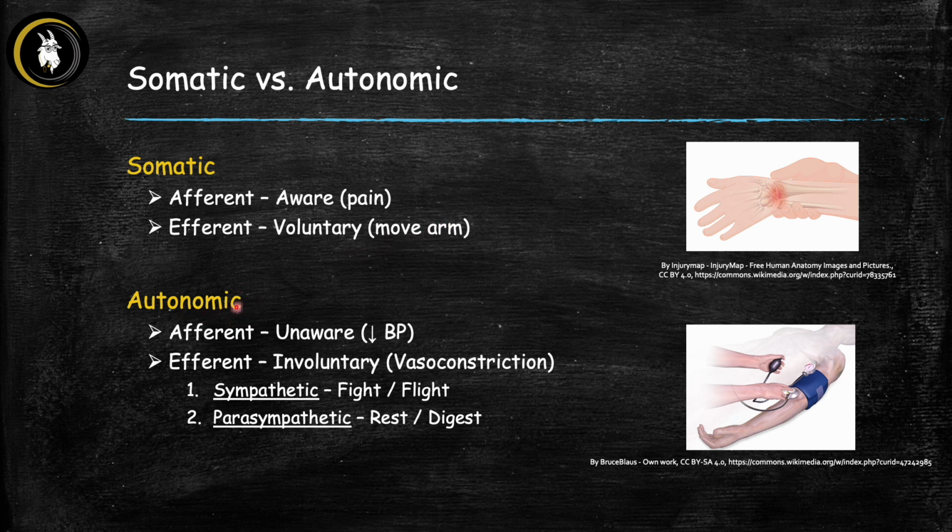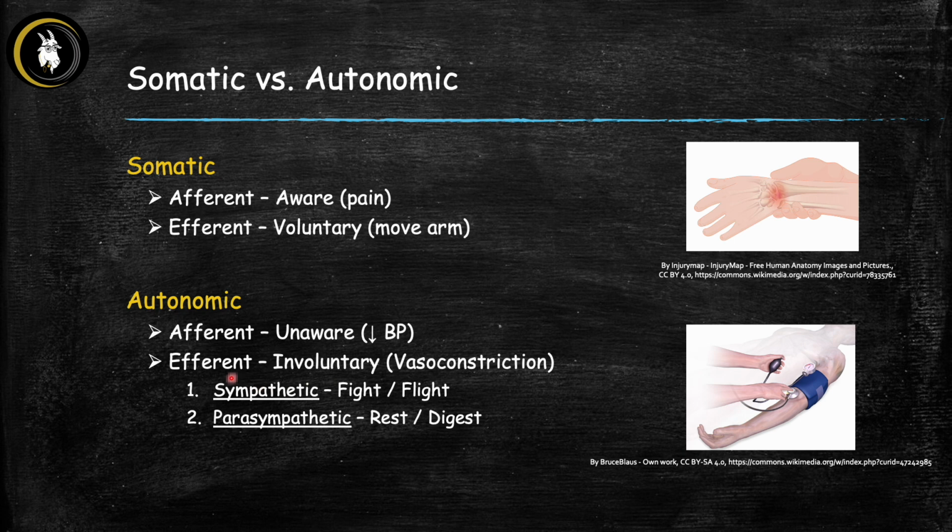Autonomic nervous system, on the other hand, sounds like automatic because it's all happening without us being aware. The afferent branch is sensory input that we're unaware of, for example, a decrease in blood pressure. Efferent output are motor actions that are involuntary, for example, vasoconstriction in response to this decreased blood pressure. This is not something that we're voluntarily controlling. This is being taken care of by the autonomic branch of the nervous system without us even being aware.